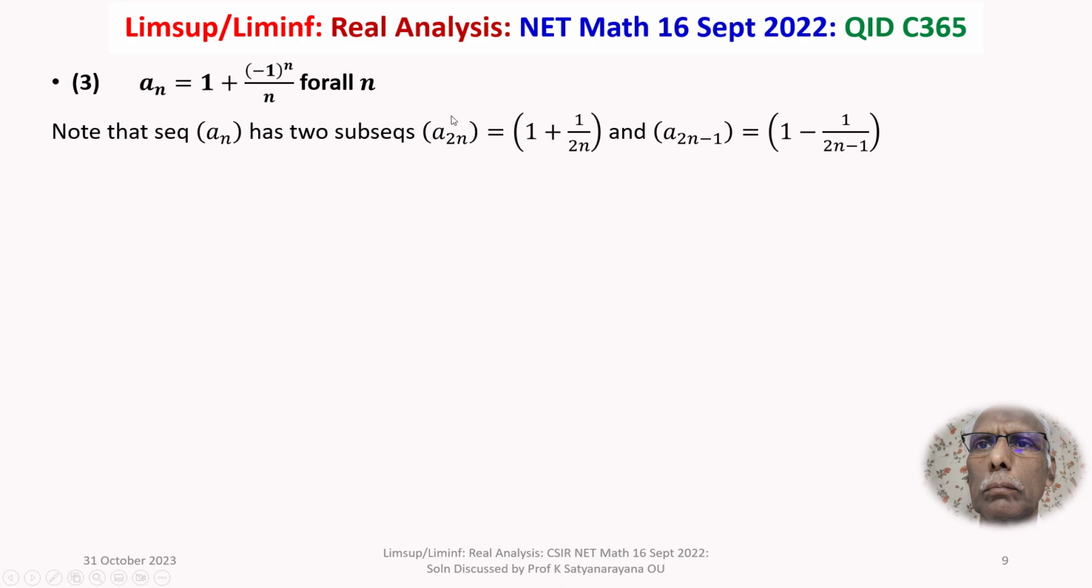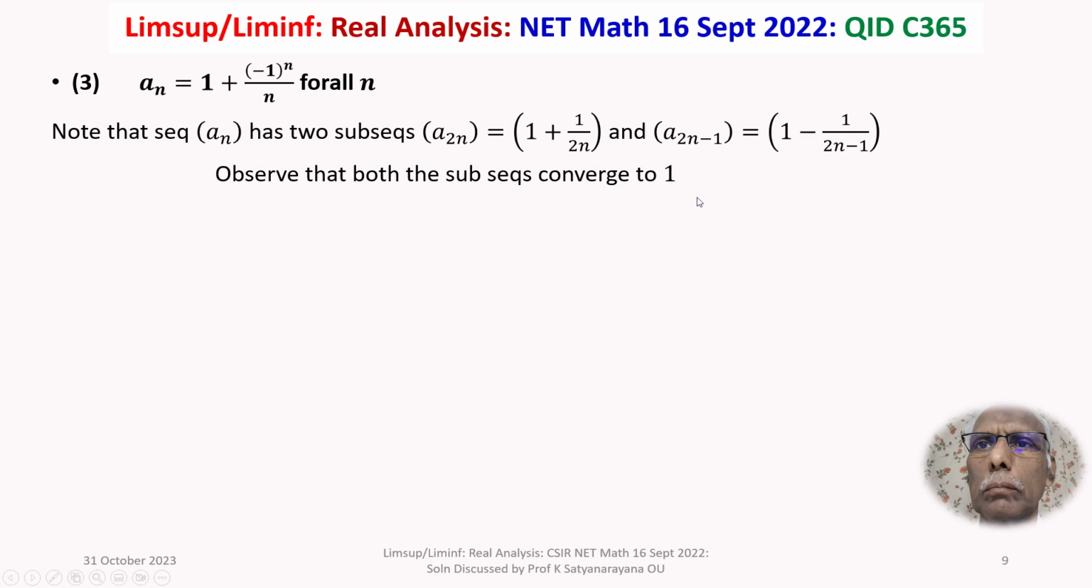Now observe this. The limit as n tends to infinity of a2n, that is 1 plus 1 by 2n, is 1 only. The limit as n tends to infinity of a2n minus 1 is again 1 only. So these two subsequences converge to 1 only. So both the subsequences converge to 1.